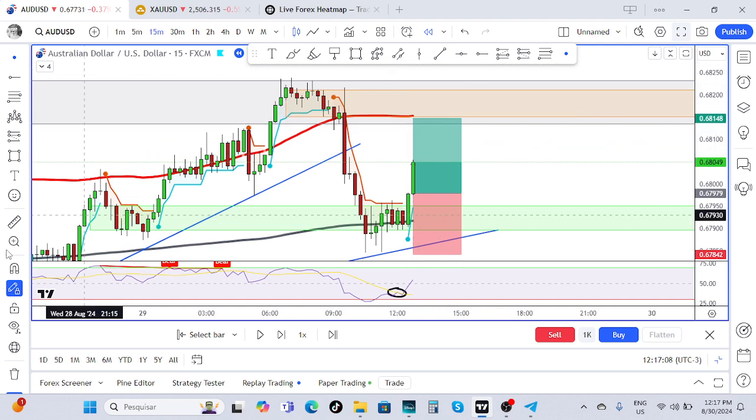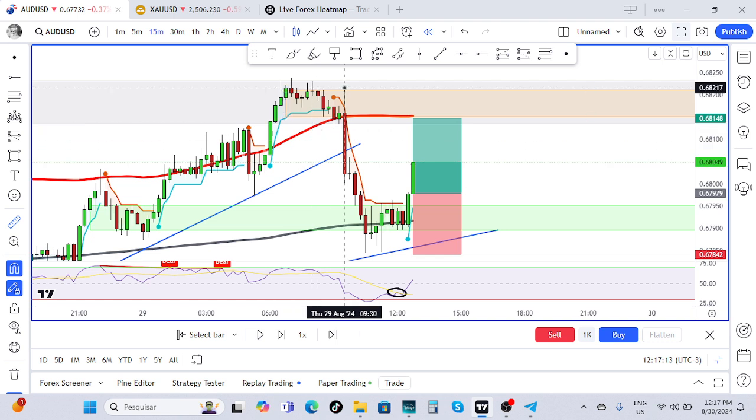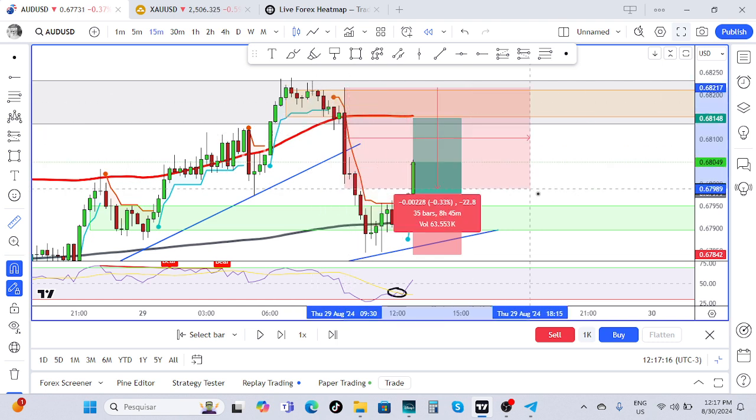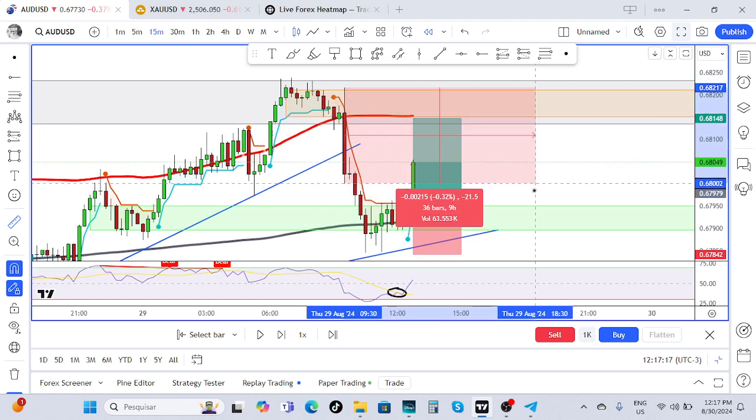But what happened? The market did this scenario. So I'm going to measure this candle, all right? So the market came in and tested 50% of this candle right here.